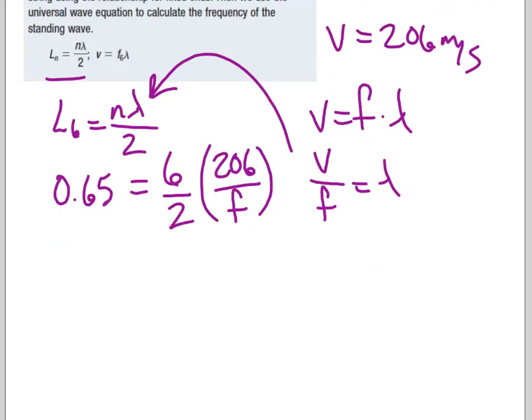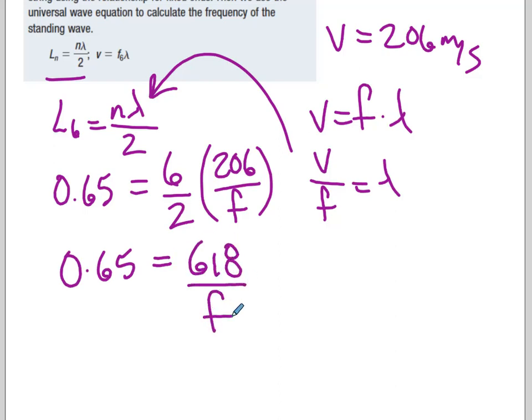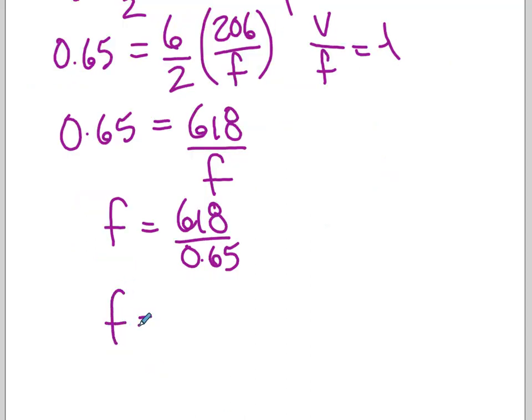Might need to do a little bit of fun math here, so let's just get our calculator going. So 6 times 206 divided by 2. So my top number is 618. F is still on the bottom. If I rearrange that equation, hopefully I'm not too late at night here to make too many mistakes. I'm sure I'll be told if I do. I get 950 hertz is my frequency. Cool.